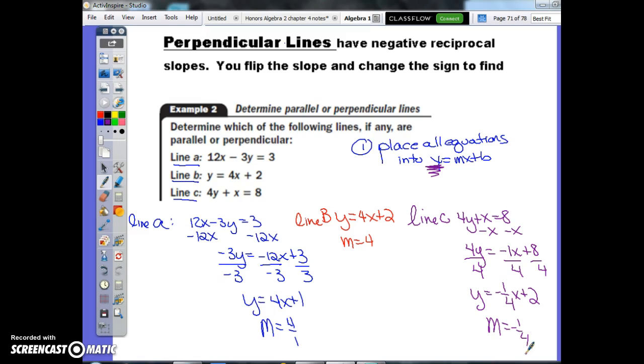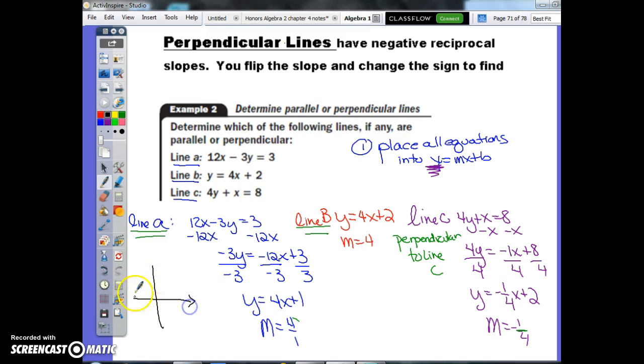Now, a reciprocal is when you flip it. Well, let's look at all the slopes. See if we have any reciprocals. Line A and B have the exact same slope, but line C has a negative 1/4. So if you flip this, that would be 1/4 and change the sign. So line A and line B are perpendicular to line C.